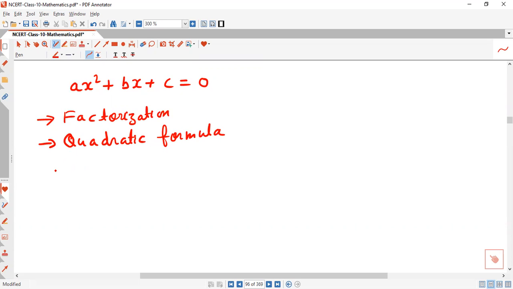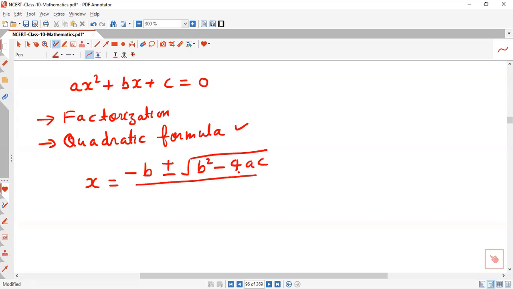So what is the quadratic formula? The value of x equal to what? x equals minus b plus minus under root b square minus 4ac, upon 2a. This is the quadratic formula. We will use this quadratic formula to find the solution of the question.